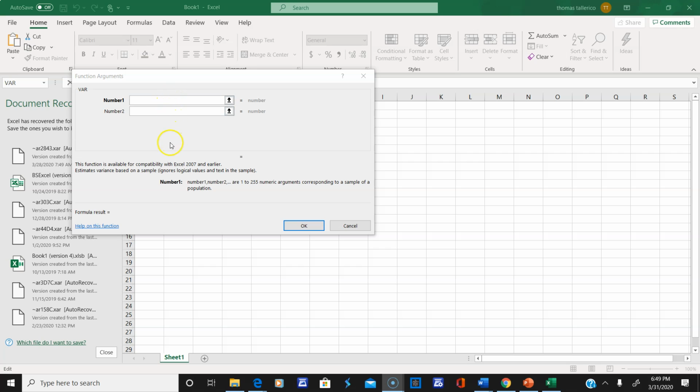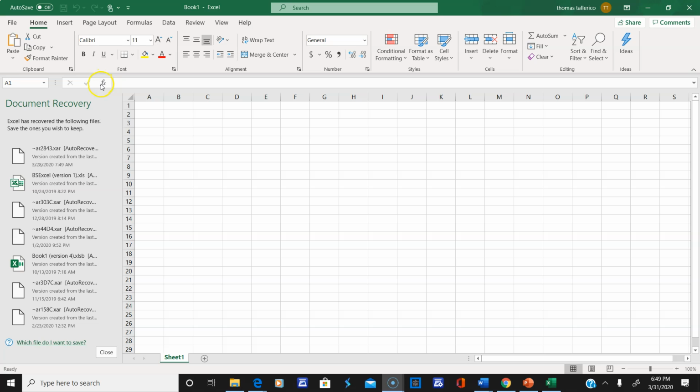You would just put numbers in each one of these from cells, and what does it say? Estimates variance based on a sample, ignores logical values and texts. So you have to fill these with numbers, and that should give you the variance. People should try it and see if you can get what the book does mathematically.